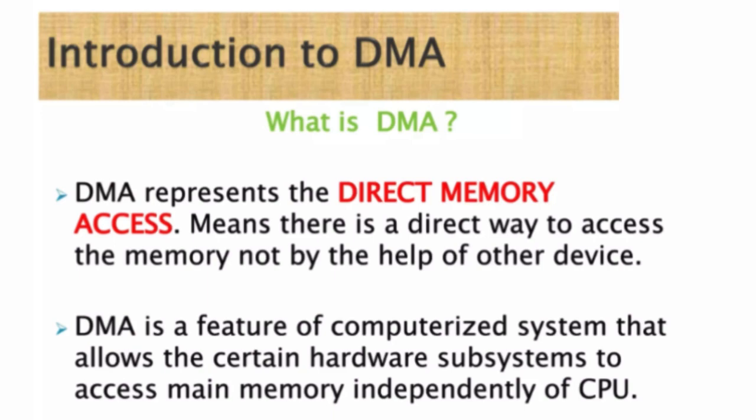Introduction to DMA. What is DMA? DMA represents direct memory access. It means there is a direct way to access the memory, not by the help of another device. DMA is a feature of computerized systems that allows certain hardware subsystems to access main memory independently of the CPU.